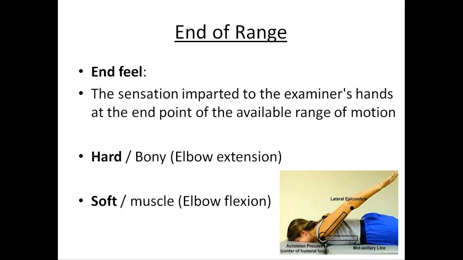So end of range. There is an end feel to end of range, and it's important as a physio that you get used to having this end range feeling. That's where basically the joint has run out of places to go. So if you just straighten your elbow into extension, that's a bony end feel because the bone is blocking any further movement. If you bring your fist up towards your shoulder, that's a soft end feel because that's soft tissue accumulation there, and you can feel the difference between the two.